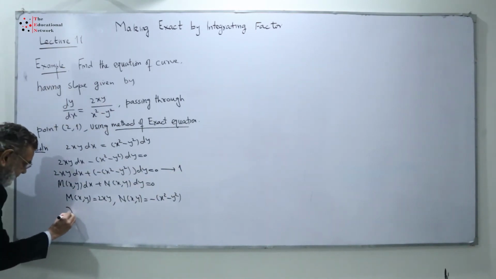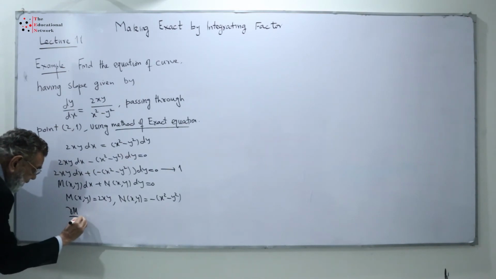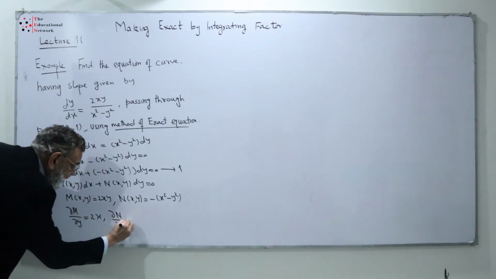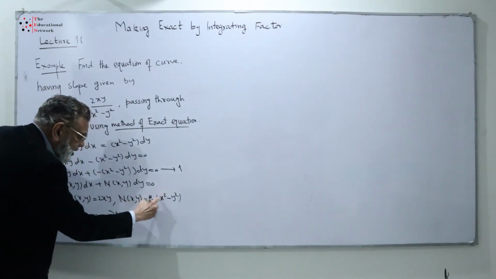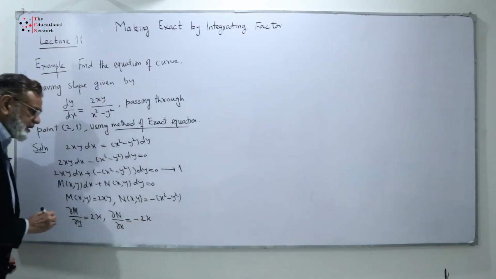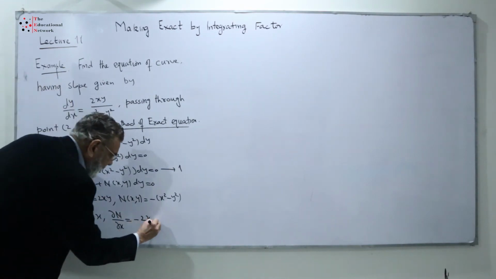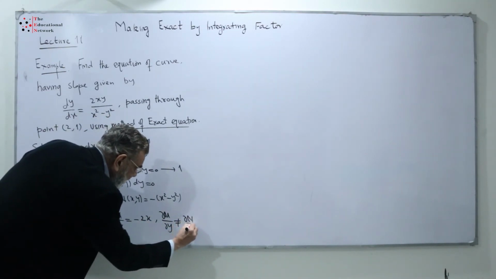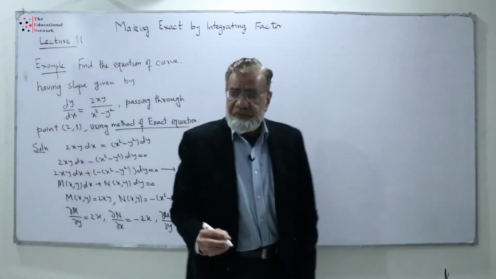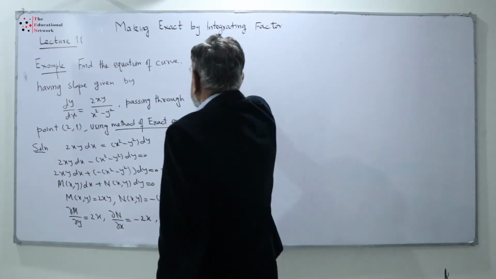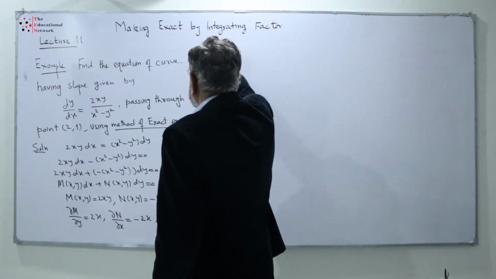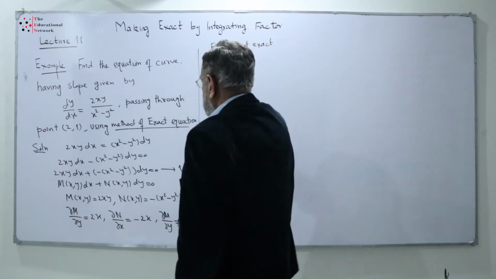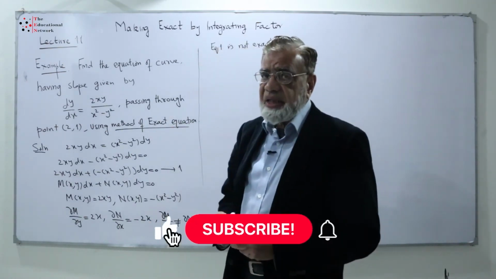I take partial M by partial y is equal to 2x and partial N by partial x is equal to minus, the derivative of x² is 2x and the derivative of y² is 0. So we have here partial M by partial y is not equal to partial N by partial x. So the equation we are given here, equation 1, is not exact. But we are required to solve it by the method of exact differential equation. We try to get the integrating factor.